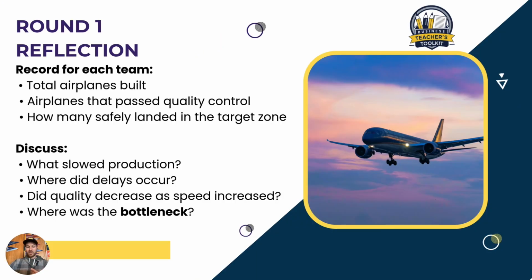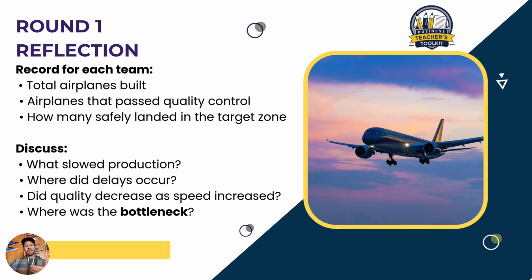I get my students to start reflecting on what went well, what was an opportunity to get better. They needed to record how many airplanes they built, how many passed the quality control, how many safely landed in the target zone, and start thinking about and discussing what slowed production, where did the delays occur, did quality decrease as speed increased, and where were any bottlenecks that they might have encountered, and how can they get better?